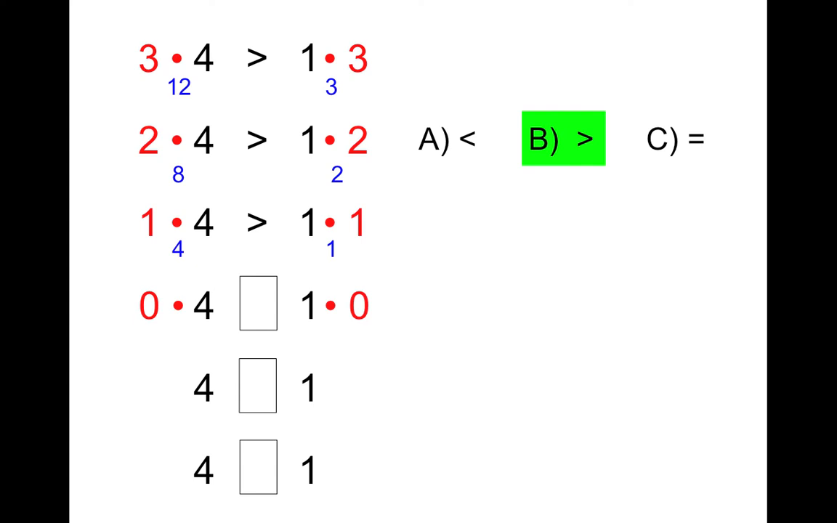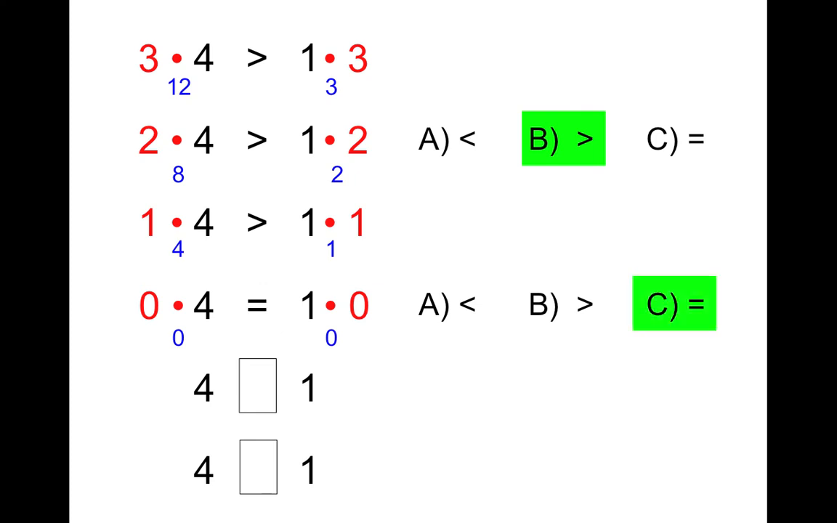What happens if we multiply both sides by 0? Which symbol is appropriate? Well, 4 times 0 is 0, and so is 1 times 0. These two sides come out to be equal to each other. That's interesting. Okay, continuing the pattern, 3, 2, 1, 0.